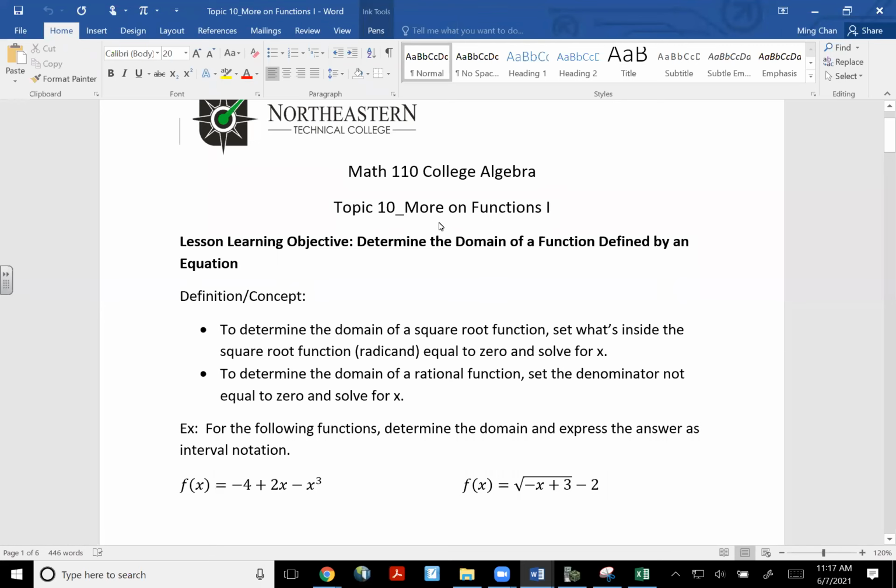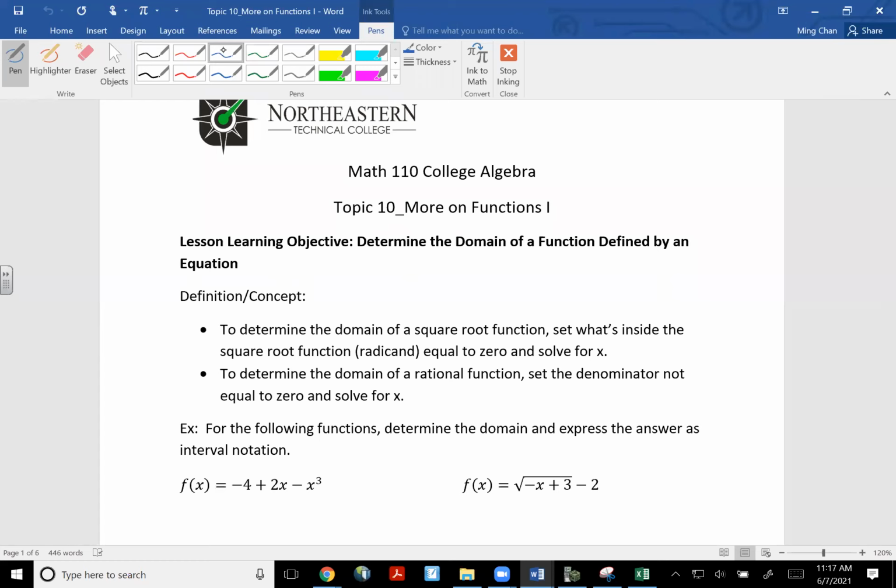All right, let's take a look at topic number 10, more about functions. So I have three of these, one, two, and three. In this topic, I'm going to first take a look at determining the domain of a function defined by an equation.